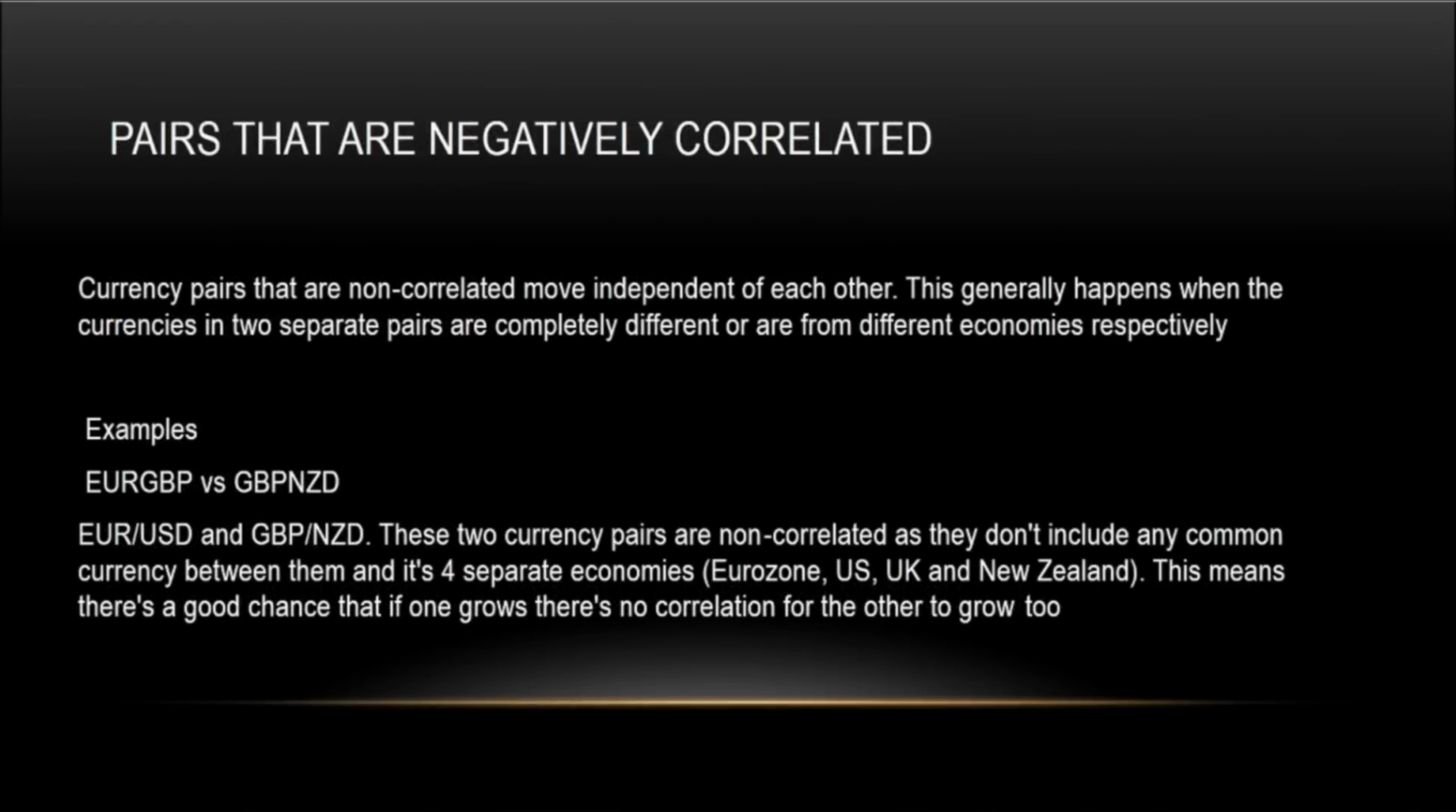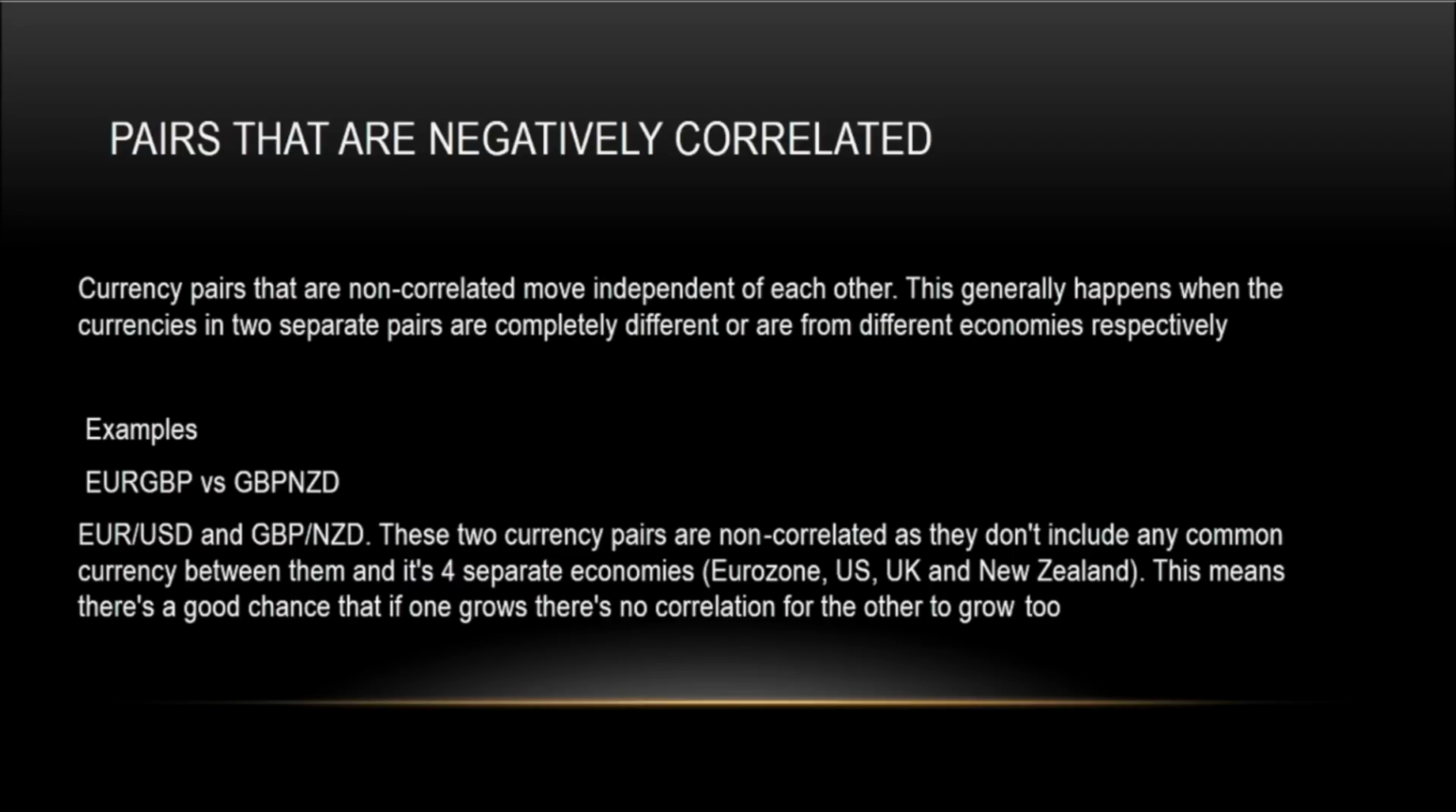Moving right along, we're going to go to the second example now: pairs that are negatively correlated. Currency pairs that are non-correlated move independently of each other. This generally happens when the currencies in two separate pairs are completely different or from different economies respectively.